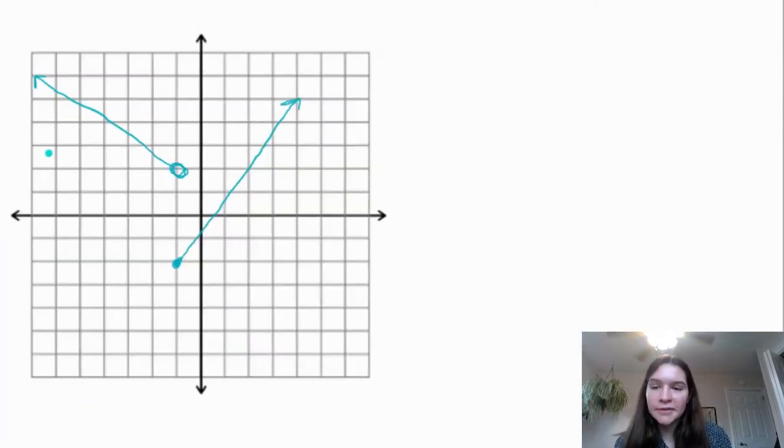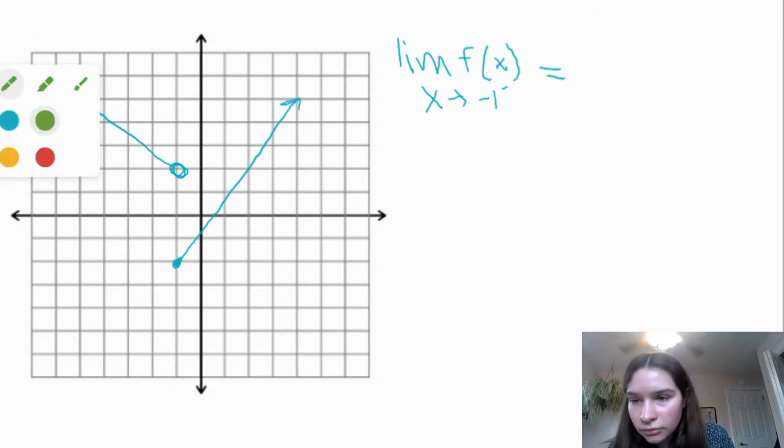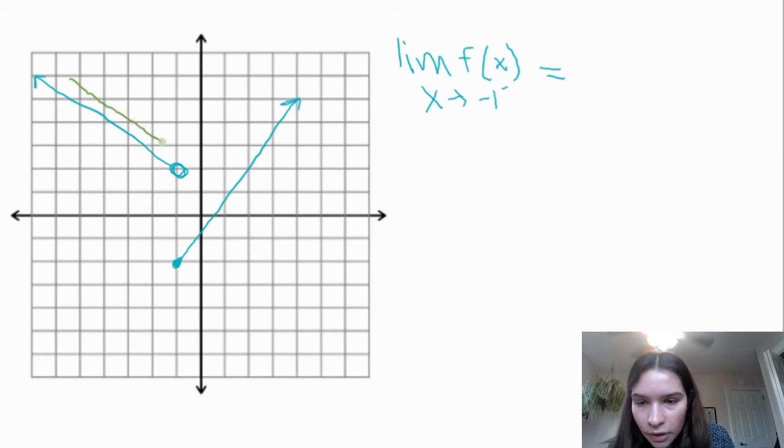So now let's look at a case when they're not approaching the same thing. Let's find the left-hand limit first. The limit of f of x as x approaches, okay, at this jump here, it is approaching -1. And to indicate that it's coming from the left, I'm going to do that. So what does that equal? We're getting closer and closer to 2, right there.